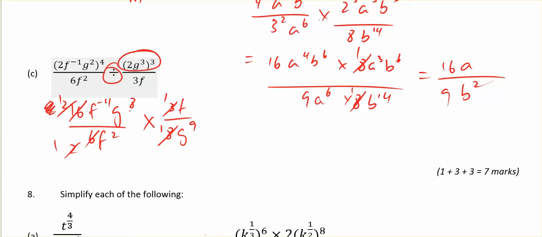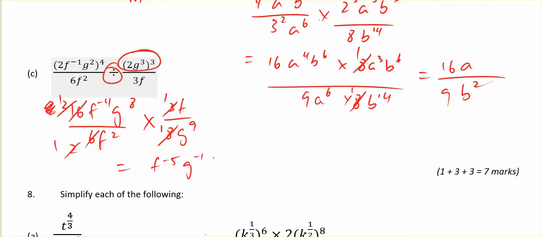So I've got f^-4 and f^1, so that's f^-3 at the top, and then f^2. So f^-3 at the top divided by f^2 at the bottom. So negative 3 minus 2 is f^-5. So we've got f^-5. And the g's, we've got g^8 divided by g, which is 8 minus 1, which is g^7.